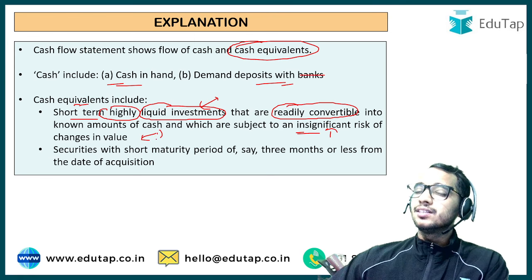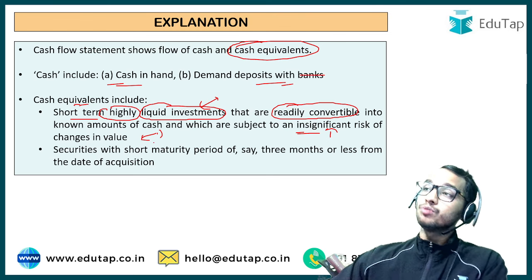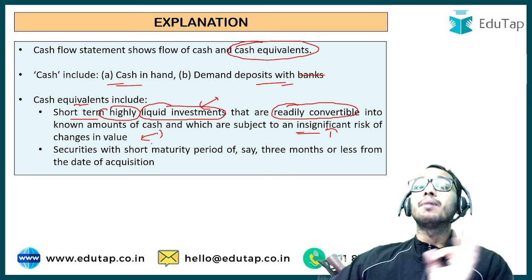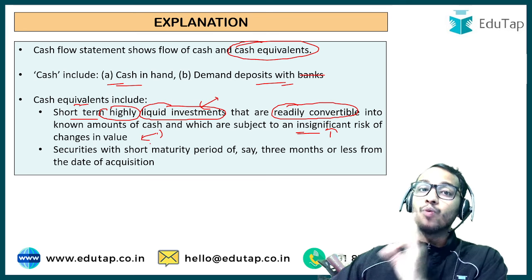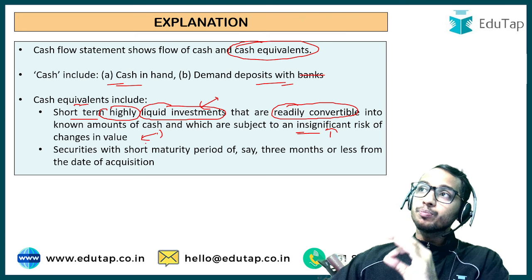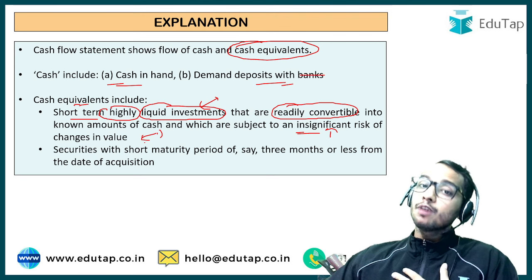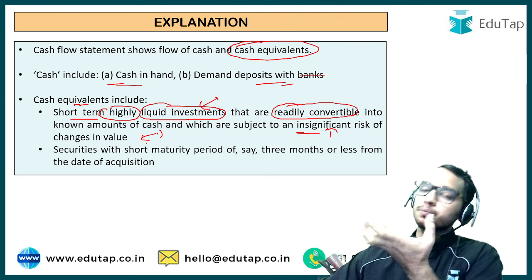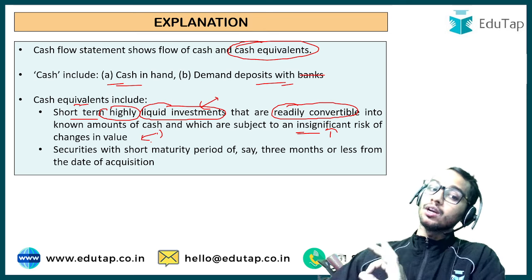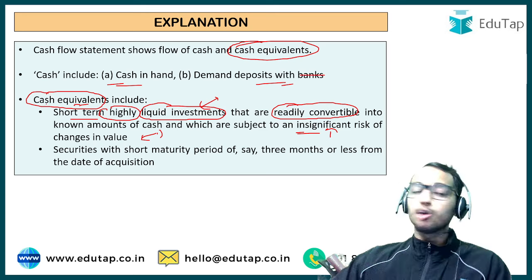But the second important point is that they should be subject to insignificant risk of change in value. That means there should not be any risk in their value, the value you are going to get from these investment. There should be no uncertainty about the amount of value. There should not be any significant changes in the values. You can say with 100% surety that this much amount we are going to get when we sell our investment. You should be sure enough. Then only they will be in the cash equivalent. Otherwise, they will not be included in the cash equivalent.